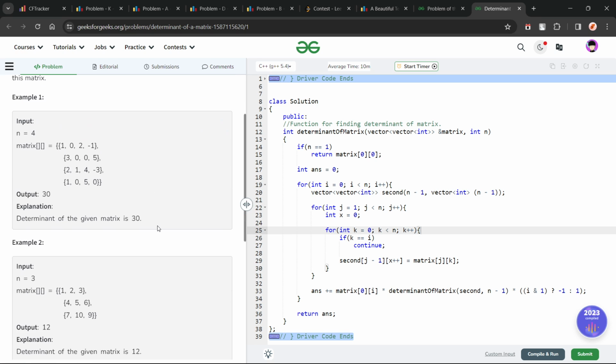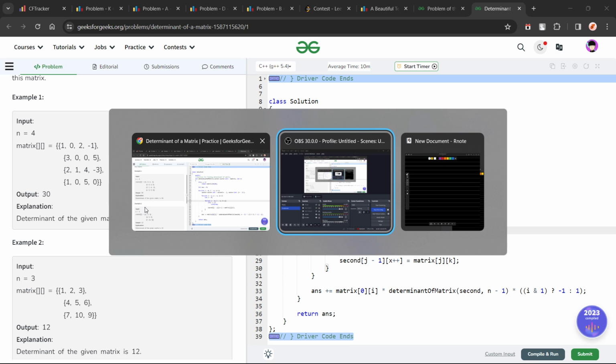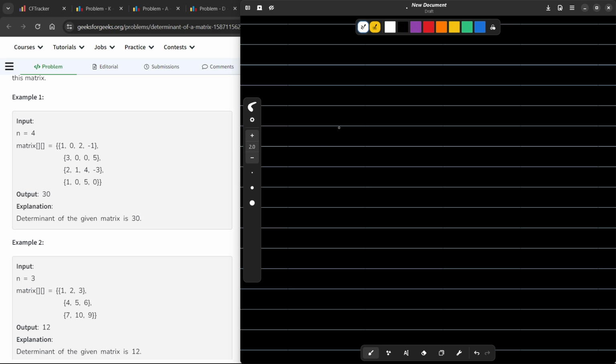So let us first understand how we can actually calculate determinants. After that, this problem would be quite simple to understand. So let's say we have a square matrix of n equals 1, right? So we will have only one element like this. The determinant of this particular matrix is A itself.